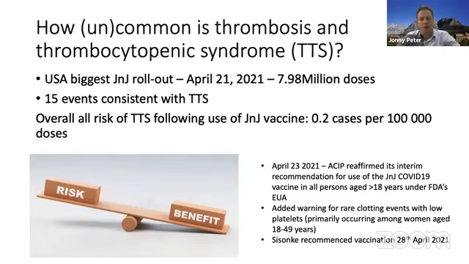So just to put it in context now in terms of the incidence of this reaction. This is a very reassuring recent review, just published a few days ago, looking at the American J&J rollout of this vaccine. They've now given just under 8 million doses, and they've had 15 events consistent with this thrombosis and thrombocytopenic syndrome. So that puts the overall risk at 0.2 cases per 100,000. Remember, that's in contrast to the background population risk of up to 120 cases of deep vein thrombosis and 80 cases of pulmonary embolus.